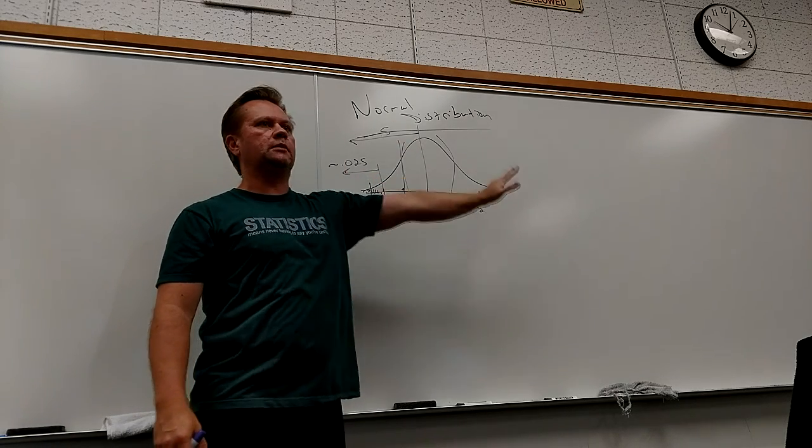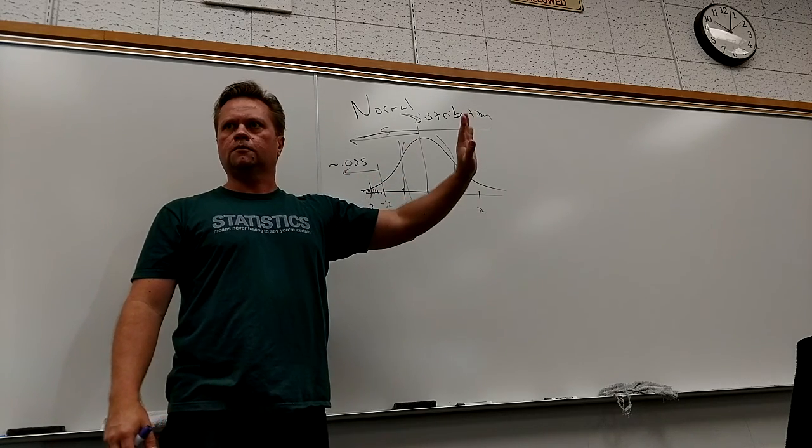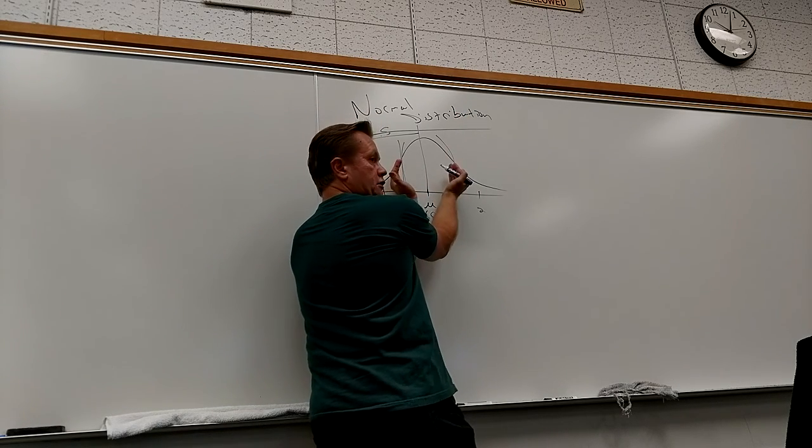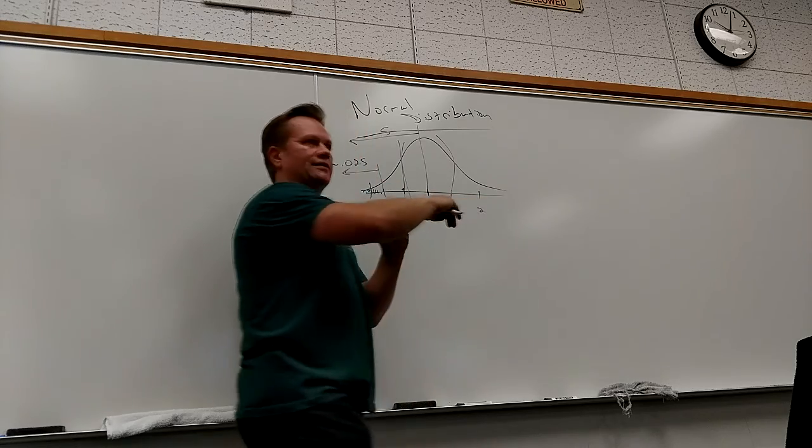Heights are known to be normally distributed. So most people will be close to the average height, and then as you get further away, there's less and less of them.